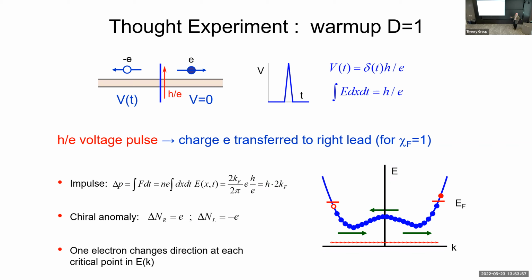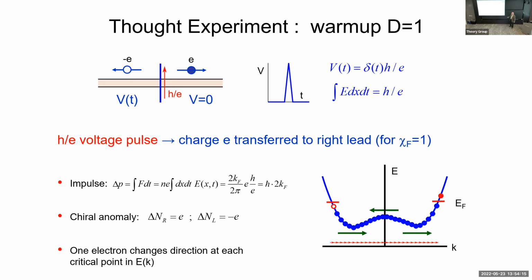Okay, and so another way we can think about this is that when we apply this voltage pulse so that every electron moves over by one space, then the only place where anything happens is where an electron changes its direction from going from right to the left.